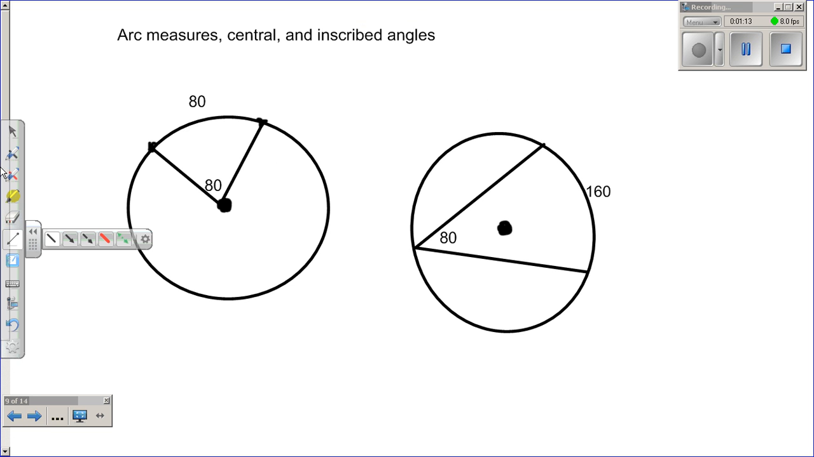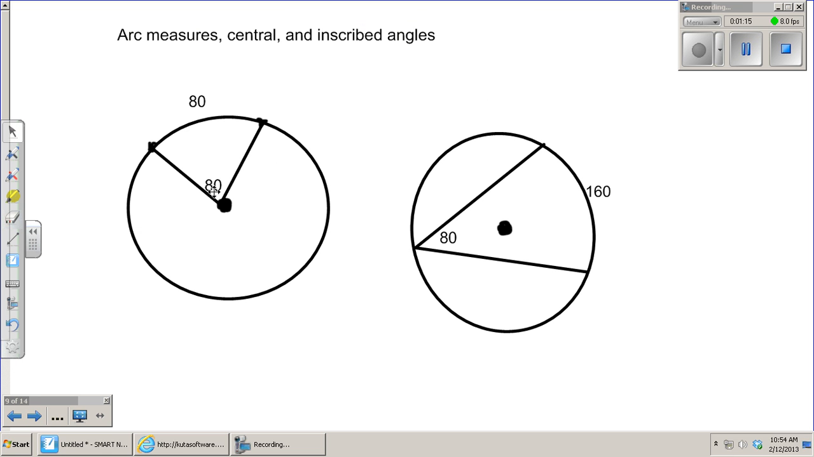Okay, let's look at the rules real quick of how central angles and inscribed angles work. Look, here's a central angle. It comes to the center. The arc that it makes, see how it makes out this arc, the angle? The arc is going to be equal to the central angle.